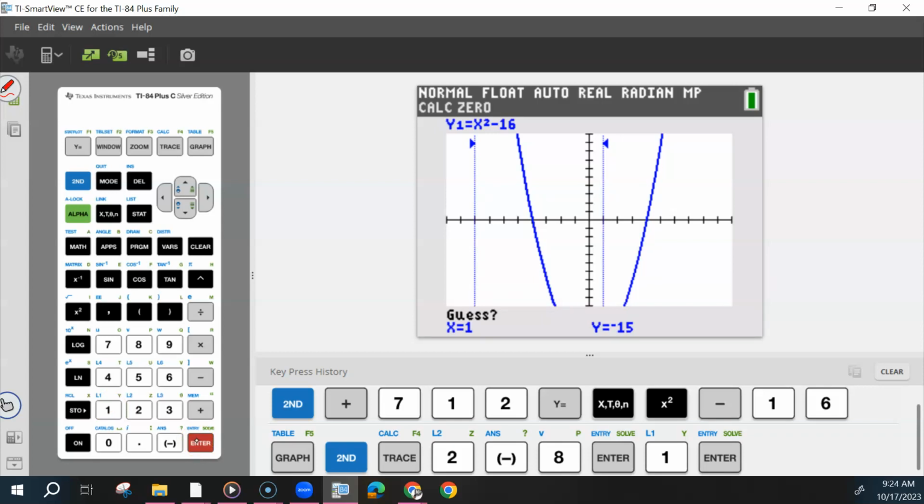Now it has 2 lines, and it's basically saying it's looking between those 2 points where your x-intercept is. Then there's an option for guess. You don't want to do that. You want the calculator to do the work, so just hit enter again. And it's going to tell you what the x-intercept is, -4. And then we write that down.